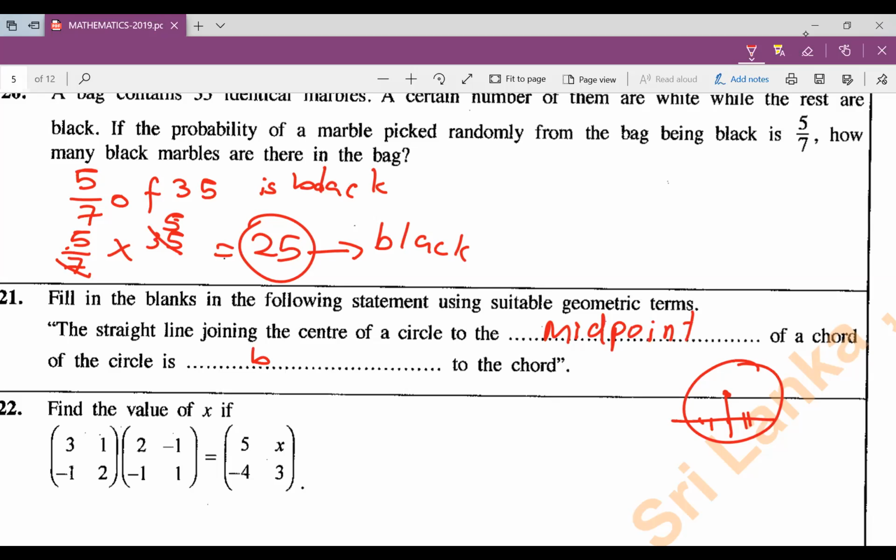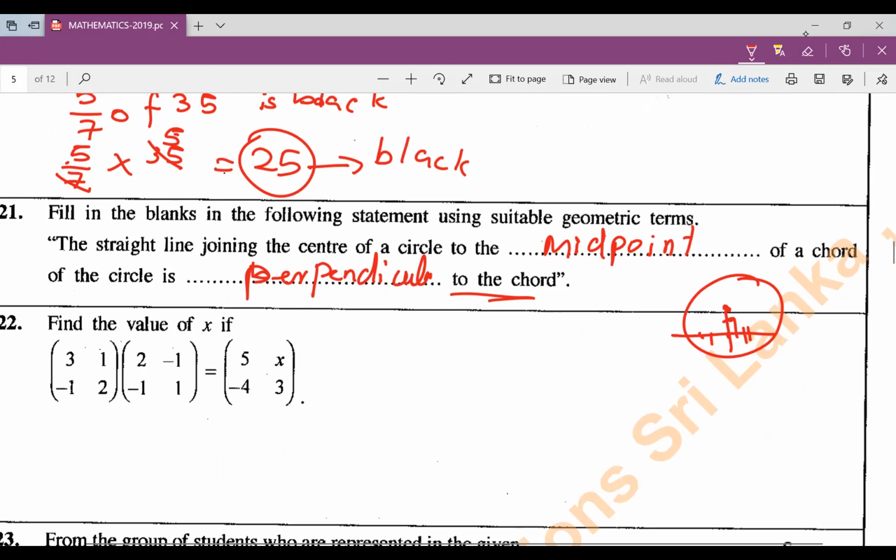Also, it is perpendicular to the chord. So here it is perpendicular to the chord. They are talking about the straight line joining the center of the circle, which is perpendicular to the chord. And also that will bisect the chord.